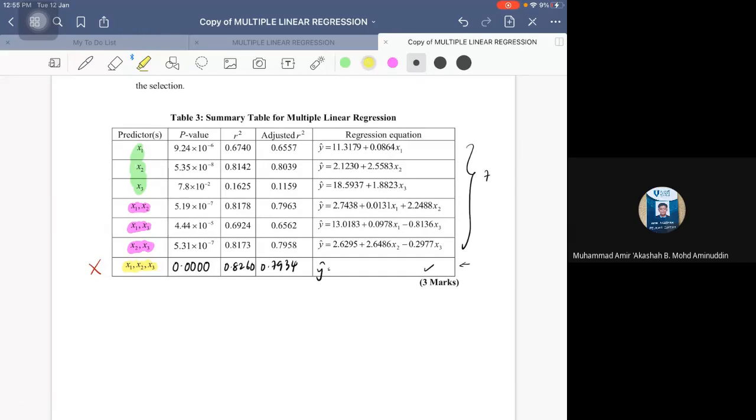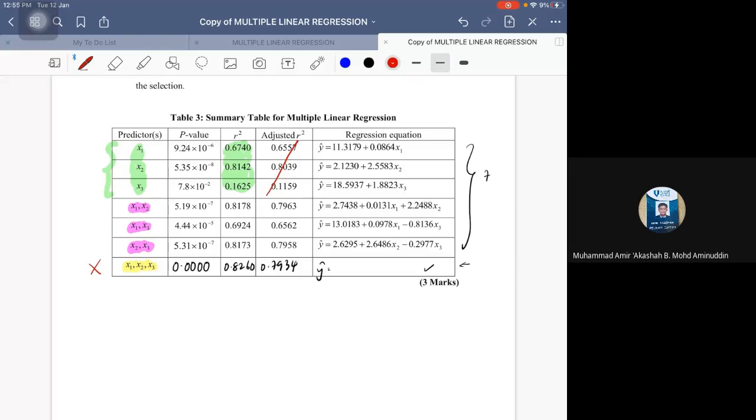I'm going to highlight certain places. Okay, these 3 are simple linear regression. So I will not be looking at the adjusted r square, but I would be looking at the r square. This is where my coefficient of determination value is. So you're not going to use adjusted r square because this is simple linear regression.